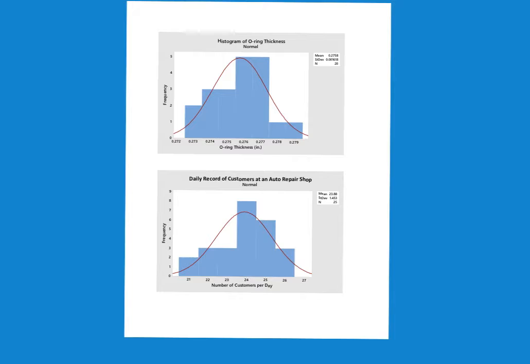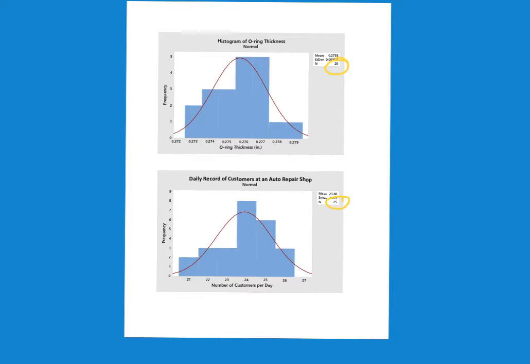So here are 2 examples of histograms of data for a rather small data set. One of them has 20 individual bits of data, and the other has 25. Notice both of them are less than the 30 that we're aiming for. So are these normally distributed or not?